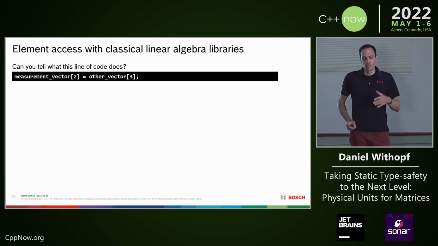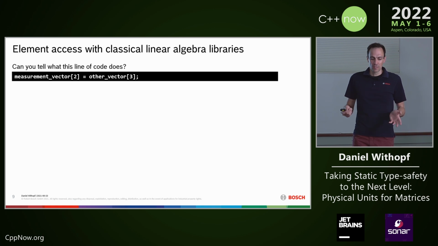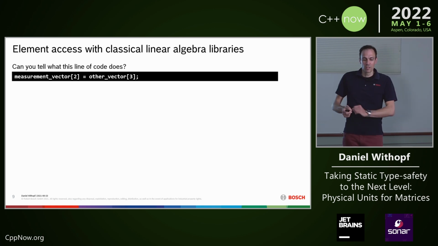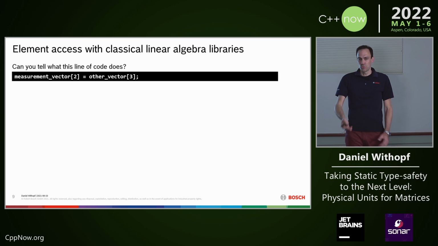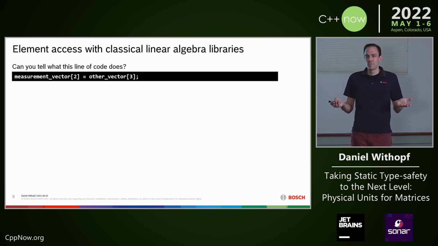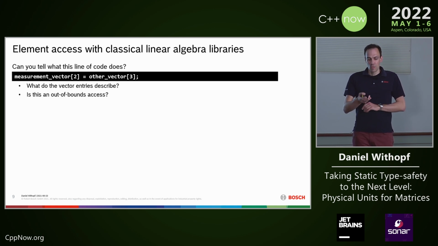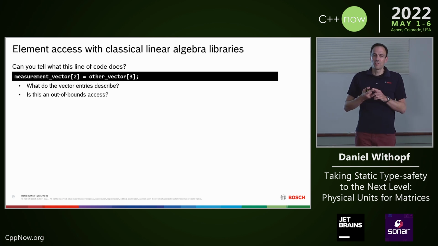So now we'll move back to classical linear algebra libraries, because that's where my activities on the topic started. I started to look at code like this. You access, for example, other vector at index 3 and assign it to measurement vector at position 2. Now, when you see a code line like this, can you tell what this is doing? It's fairly difficult because you have no idea what the indices actually describe. So two questions here. First of all, what do the vector entries describe? And second of all, is this an out-of-bounds access? This could also be an out-of-bounds access.